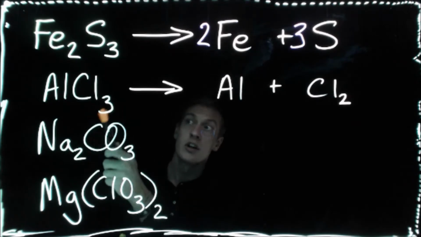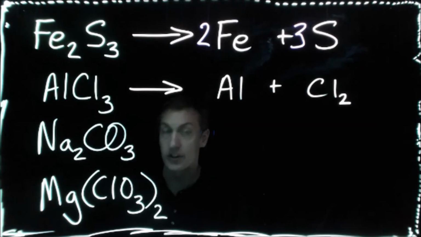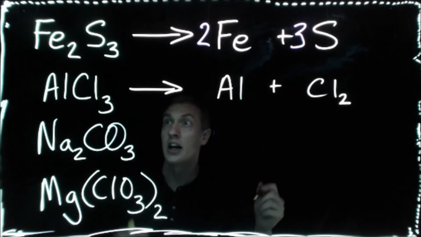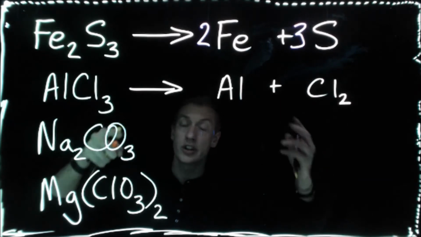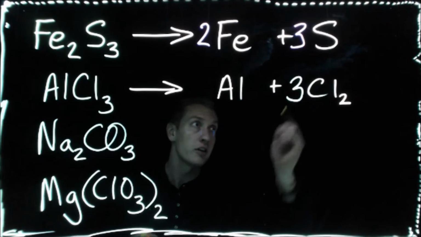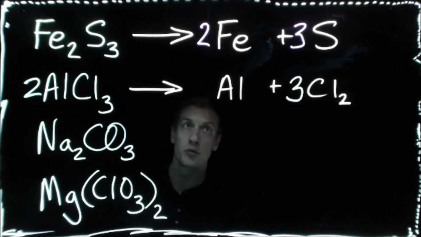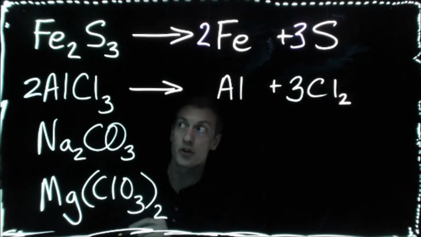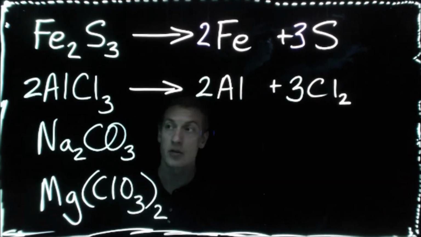And now I've got 3 chlorines on this side and 2 chlorines on that side. So it's in need of some balancing. Here's my thought process. 3 and 2, the least common multiple of 3 and 2 is 6. So I'm going to put a 3 on the chlorine. I'm going to put a 2 on the aluminum chloride. That leaves me with 2 aluminum atoms. And so I'm going to put a 2 there to balance that out.